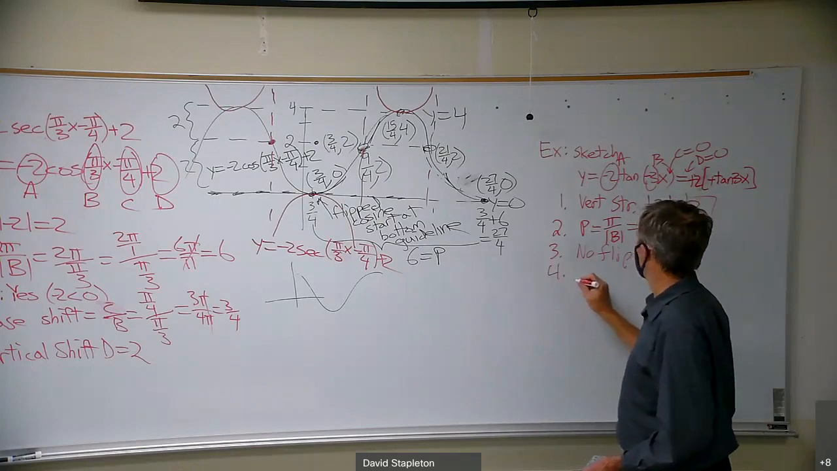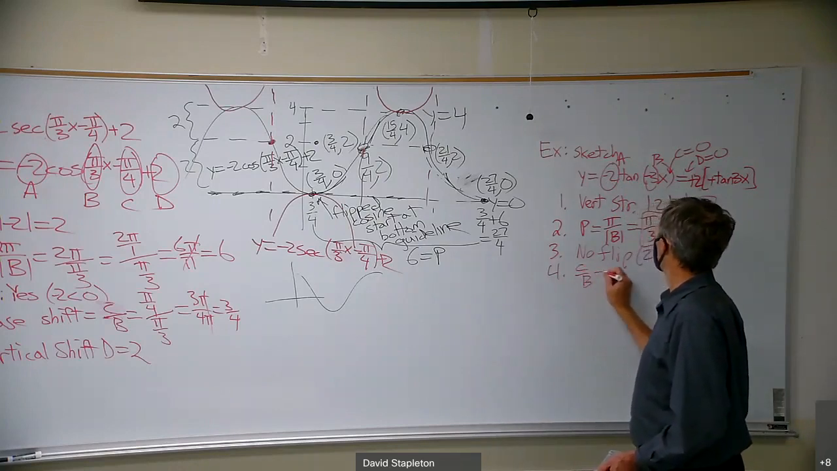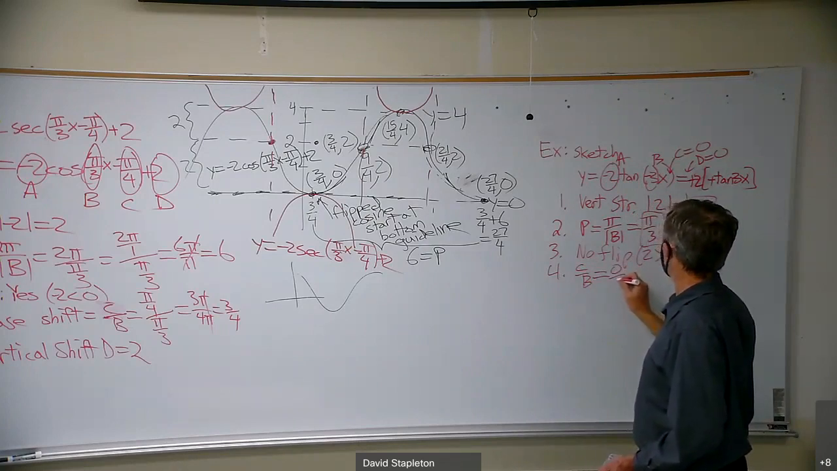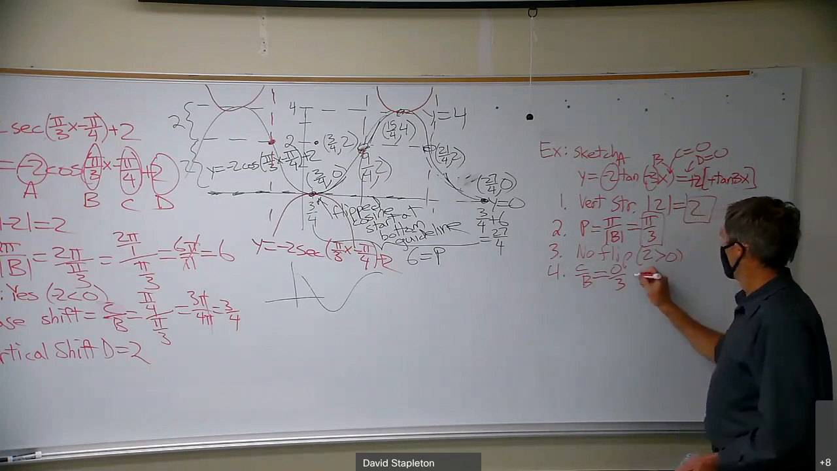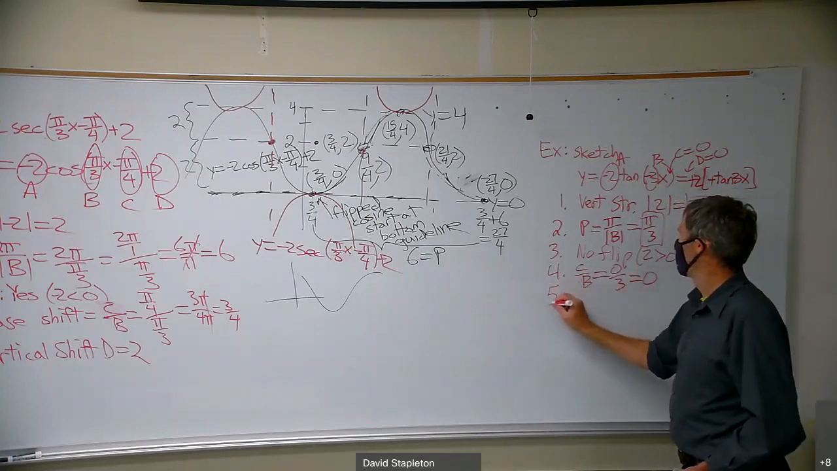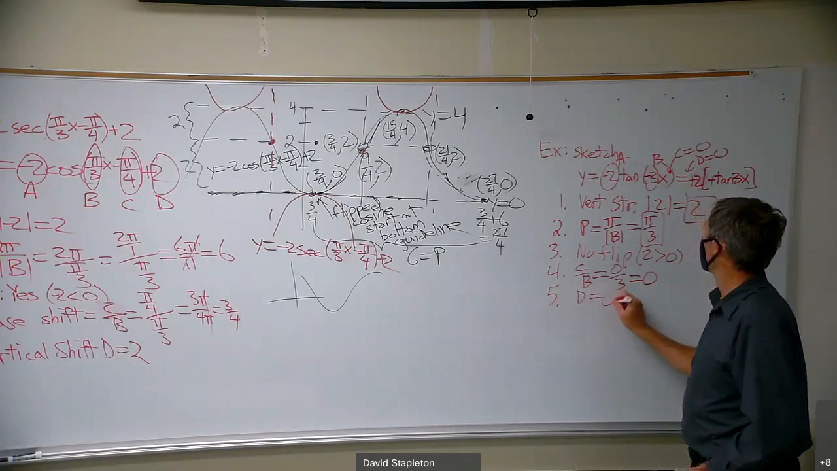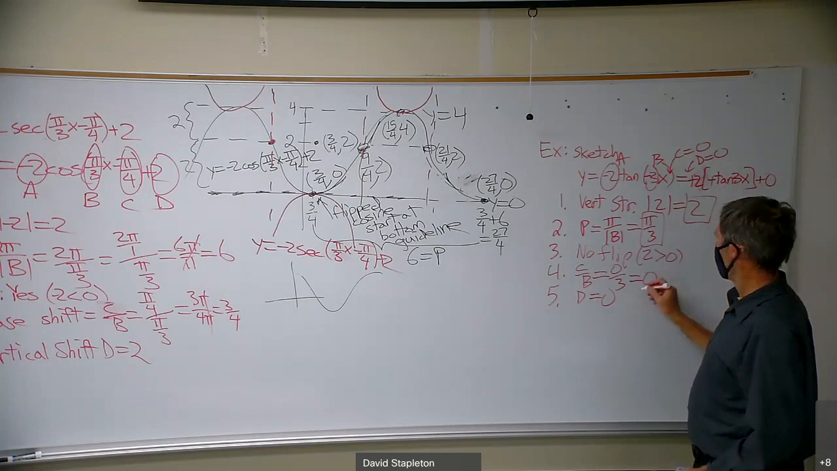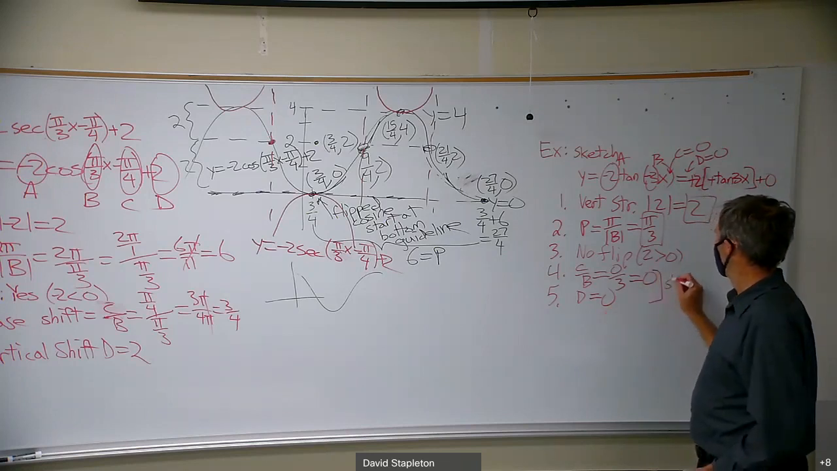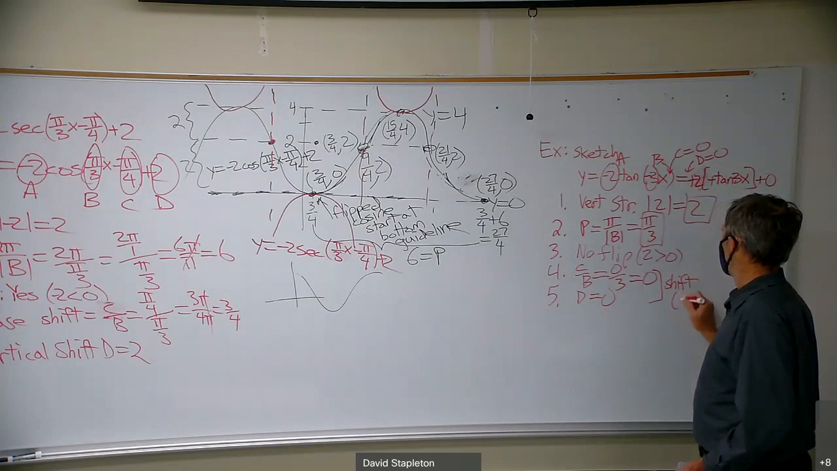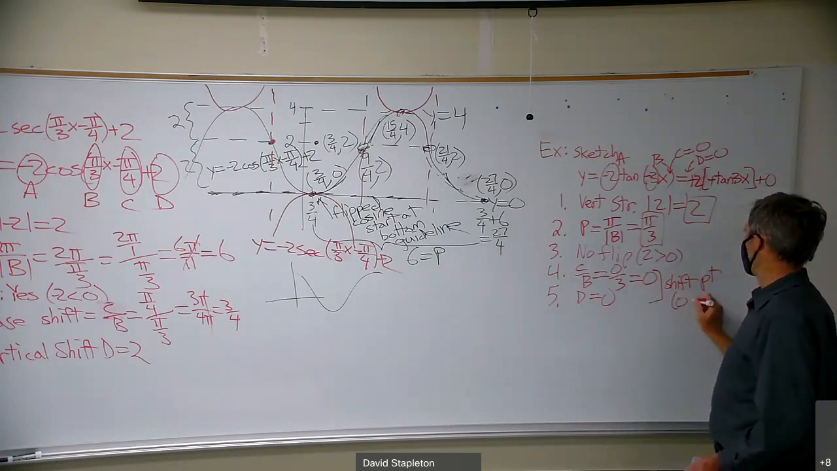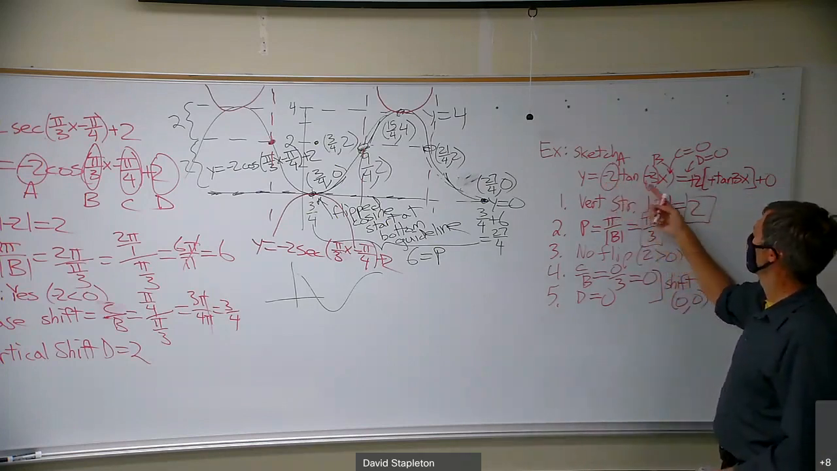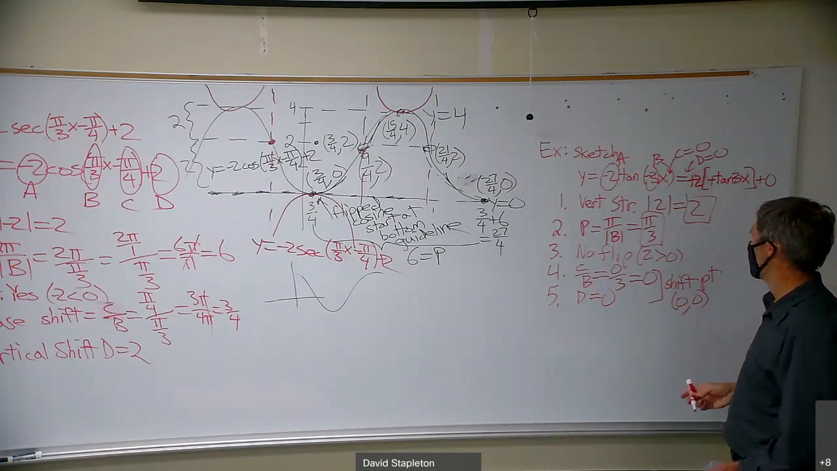For C over B is equal to, well, C is 0. It's 0 over 3. So it's 0. And D is equal to 0 because there's nothing added at the end. And so the shift point is just 0, 0. We didn't shift it at all in this case. All we did was we stretched it in the vertical and horizontal directions because of the 2 and the 3.